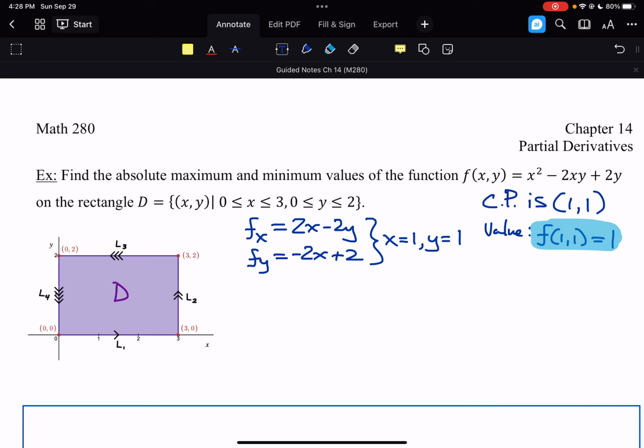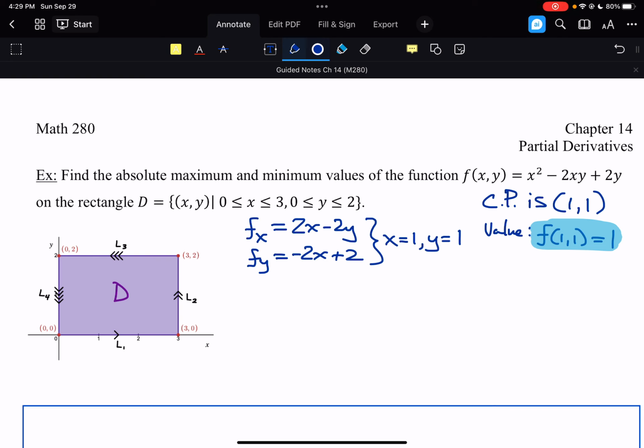Now, this is where we need to step this up a little bit, because now we need to look at the boundary. As you can see, this rectangle is split up into 4 separate line segments. I've already labeled them L1, L2, L3, and L4. The reason I've done that is because these are 4 different functions, 4 different curves, so we need to treat them each separately.